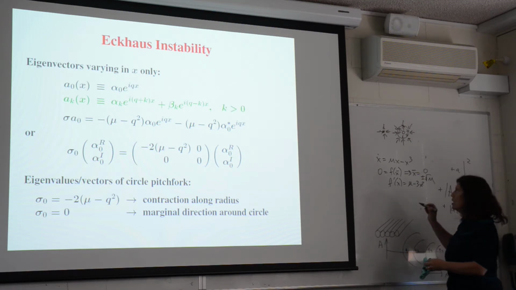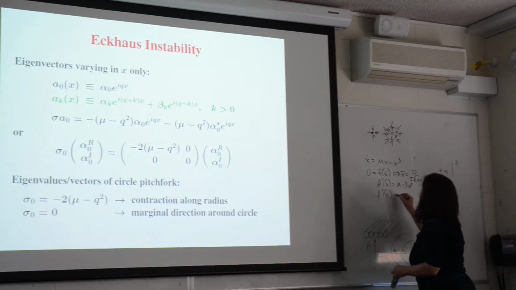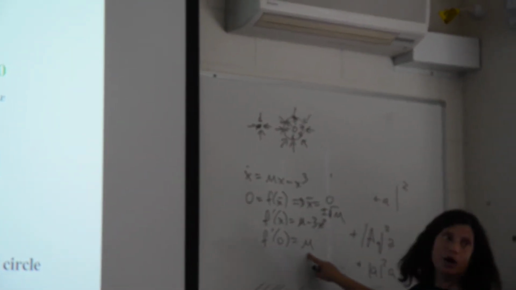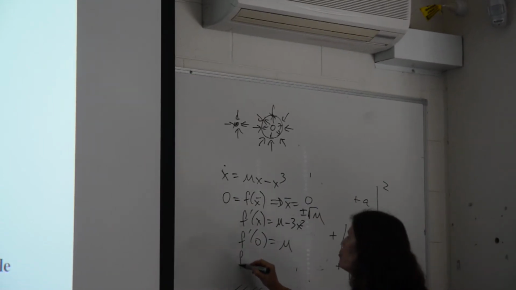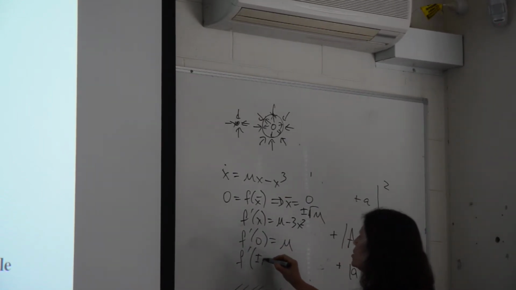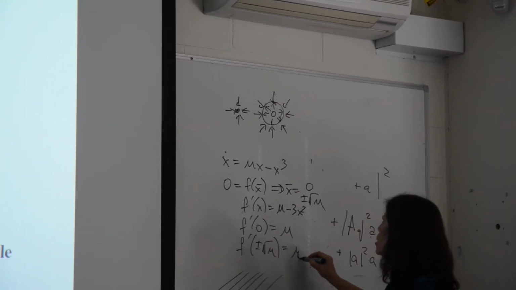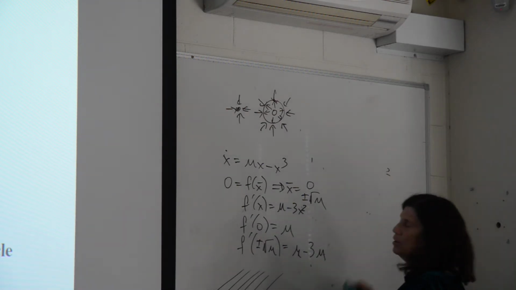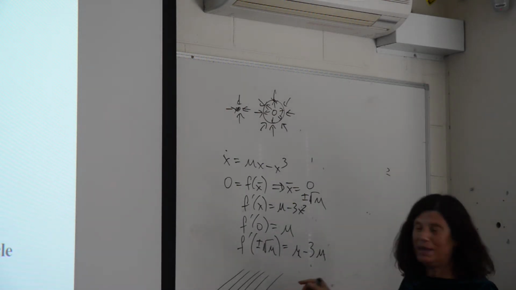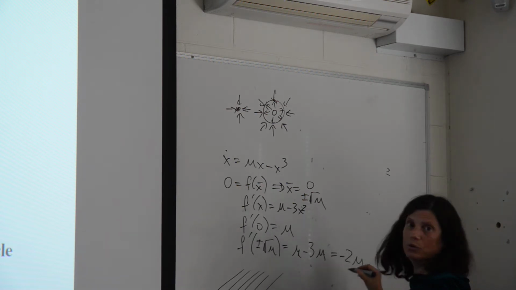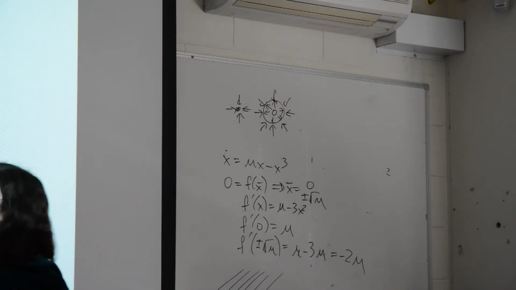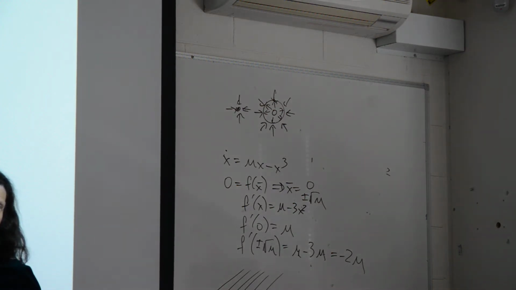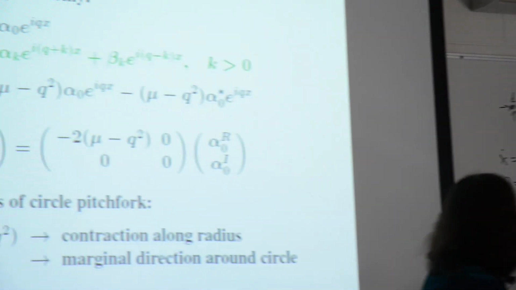Right, everybody remember that? And then f prime of 0 was equal to mu, so it went from being negative to being positive when you crossed mu equals 0. And f prime of plus or minus square root of mu was equal to mu minus 3 mu. Everybody remember this calculation vaguely? Which is equal to minus 2 mu. And that's the same minus 2 that you see here. It comes from just all this.